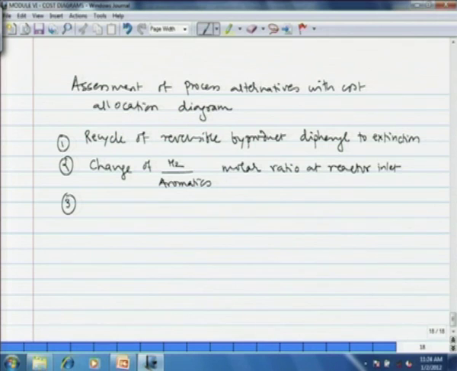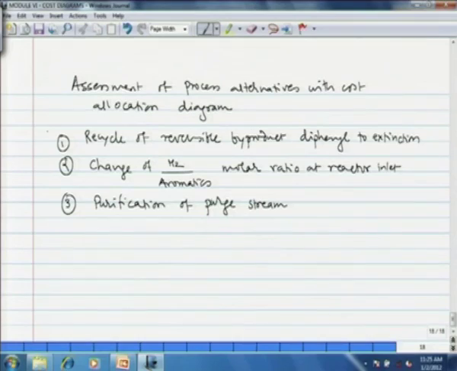Third alternative that we can think of is purification of purge stream, which means at the outlet of the flash drum we will put a membrane module that will selectively filter hydrogen from methane, so that we can purge only methane and recycle almost all hydrogen. So, let us assess these three process alternatives using the cost allocation diagram that we have developed in the next lecture.